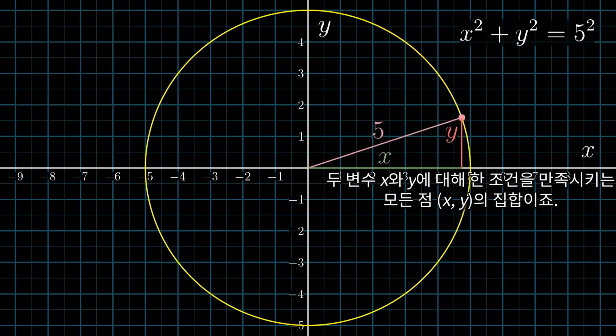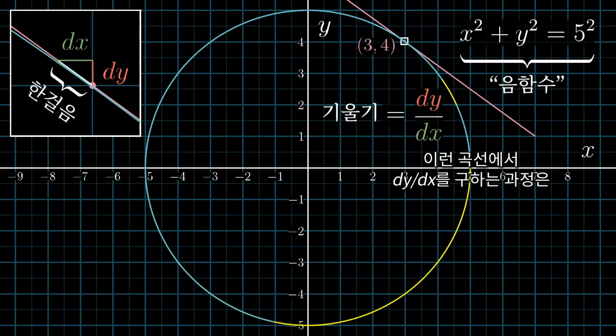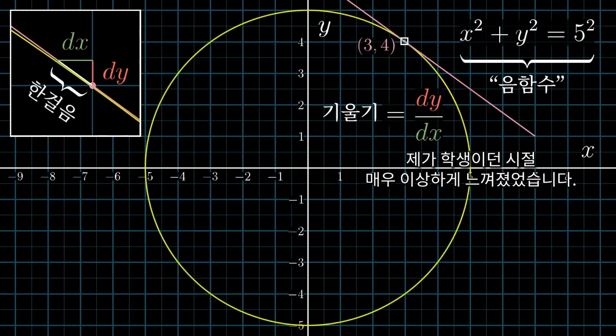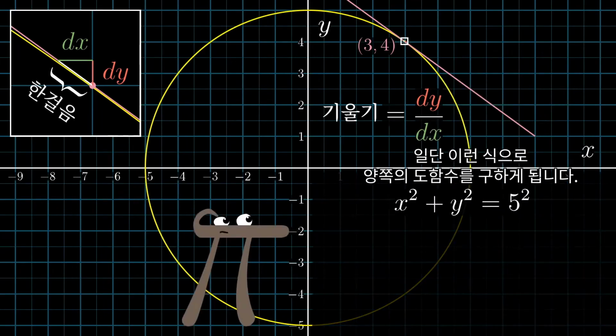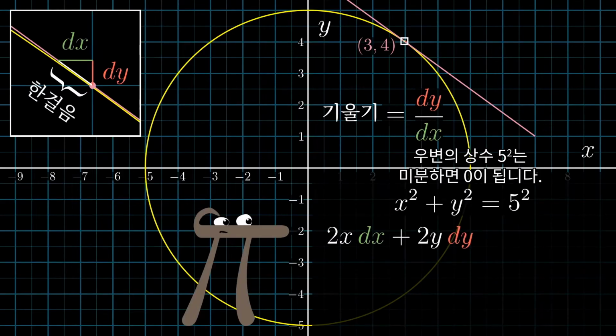It's just the set of all points x, y that satisfies some property written in terms of the two variables, x and y. The procedure for how you actually find dy dx for curves like this is the thing that I found very weird as a calculus student. You take the derivative of both sides like this. For x squared, you write 2x times dx, and similarly y squared becomes 2y times dy. And then the derivative of that constant 5 squared on the right is just 0.